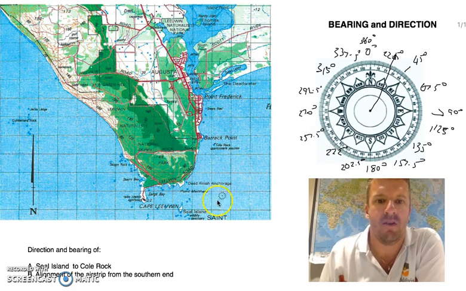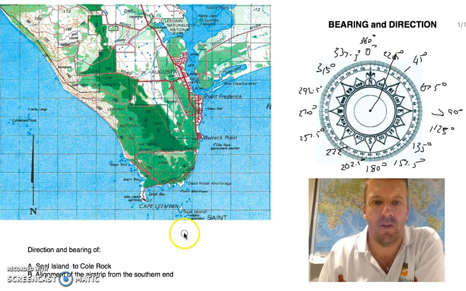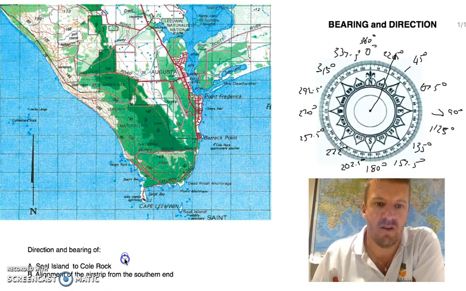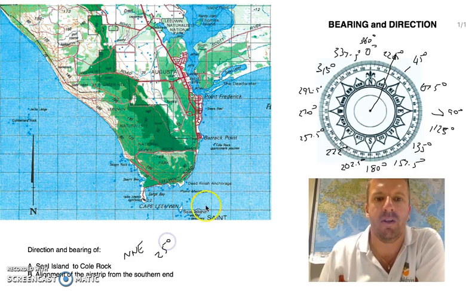So that means for direction of Seal Island to Coal Rock, the direction would be north-northeast and the bearing would be around 25 degrees. Okay, so direction north-northeast and a bearing of 25 degrees would be Seal Island to Coal Rock.